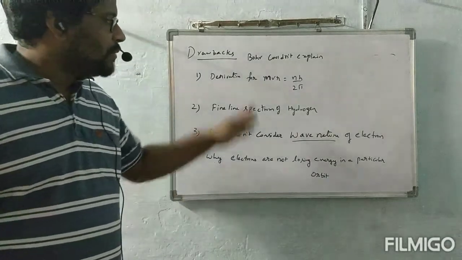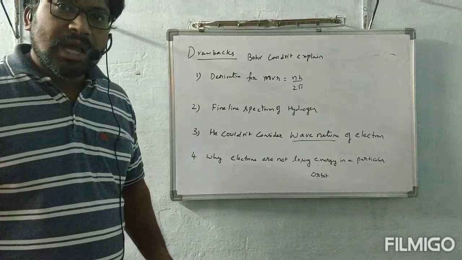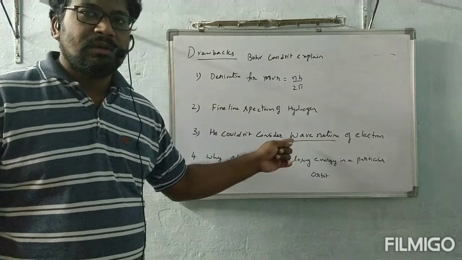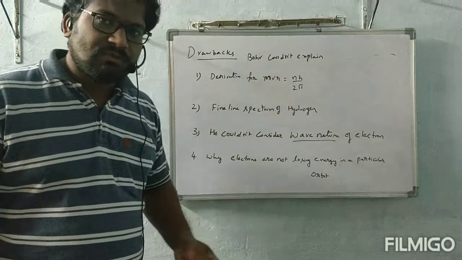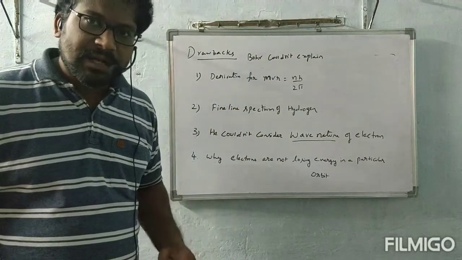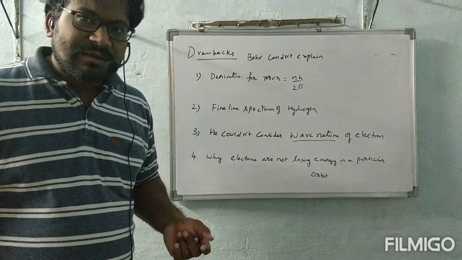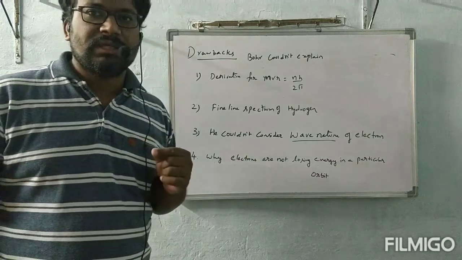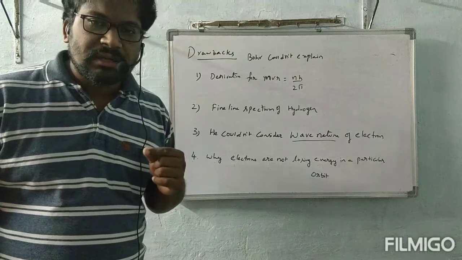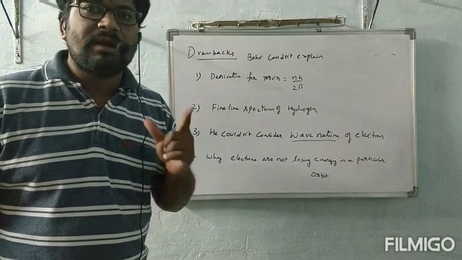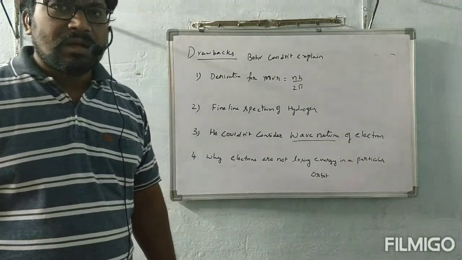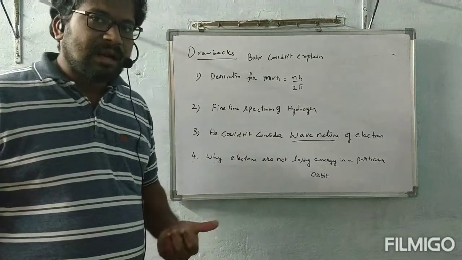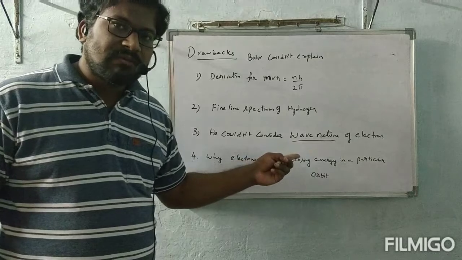Okay, all these points are explained by considering wave nature of electron. All the drawbacks of Niels Bohr were explained by considering wave nature of electron. That is the very important point we have to consider, but it was not considered by Niels Bohr. That is the main drawback. So successful explanations we have seen. Drawbacks of Niels Bohr we have seen. Main drawback is he didn't consider wave nature of electron.